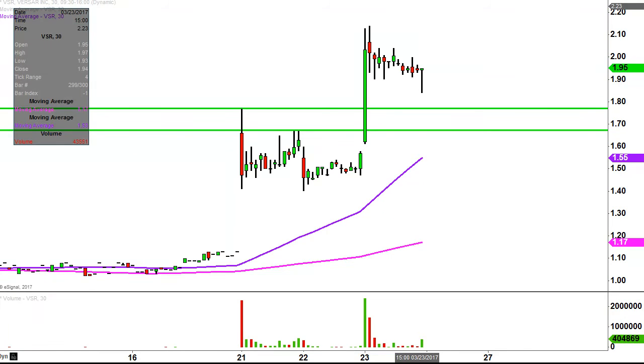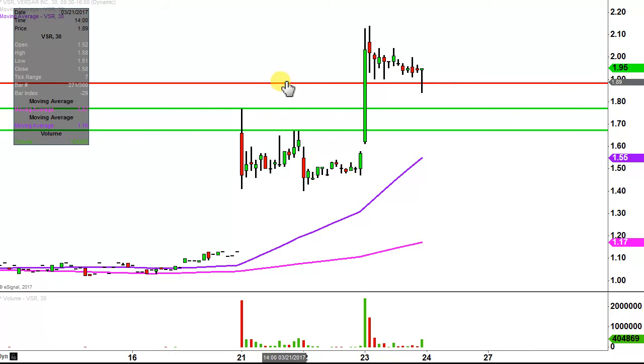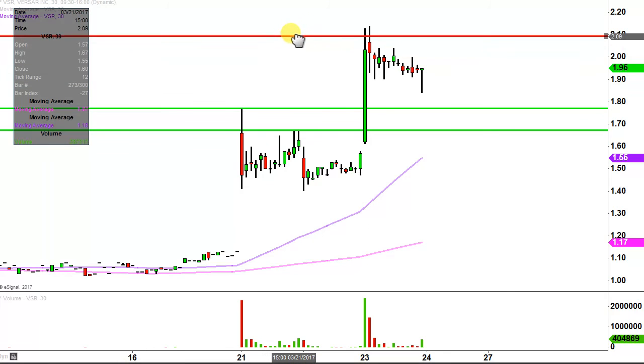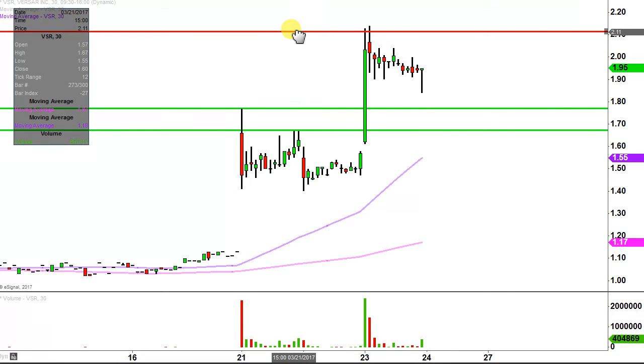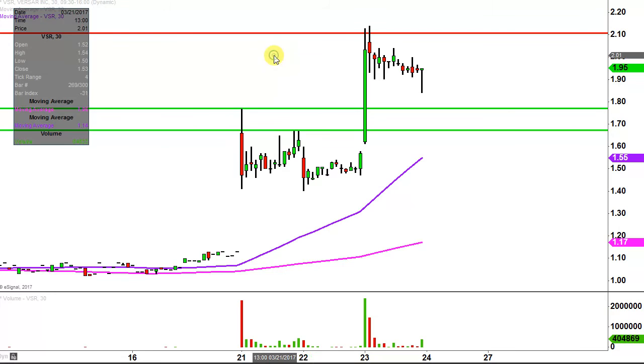Now, what about areas of resistance further up? If the price is going to fight back upwards, where are some of these potential battlegrounds? At this point in time, I'm just going to talk about the one, and I'll explain that in a second, but that is right up there at about $2.10. So $2.10, public enemy number one going into tomorrow.